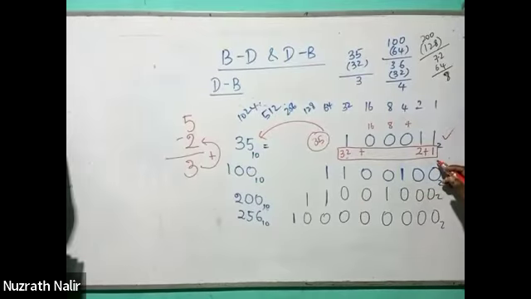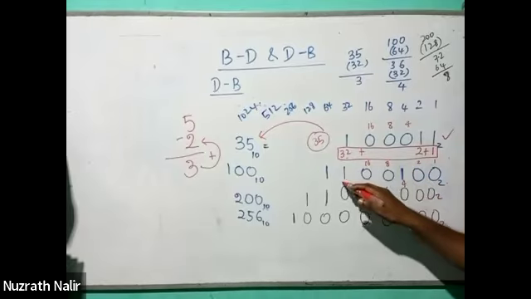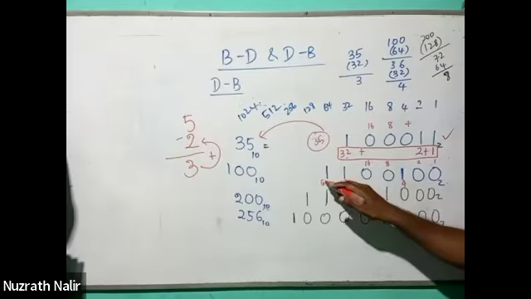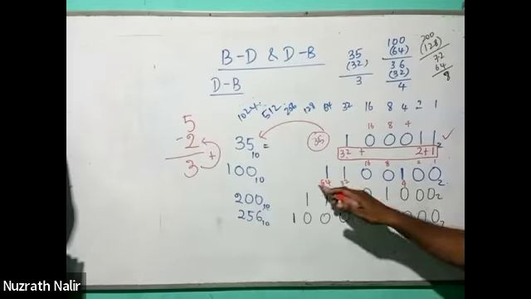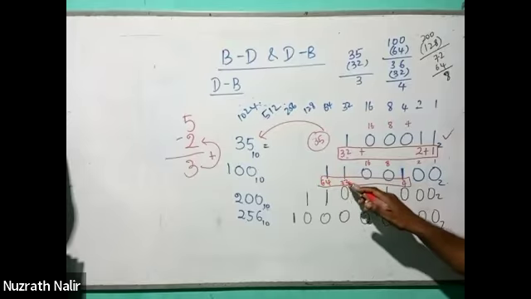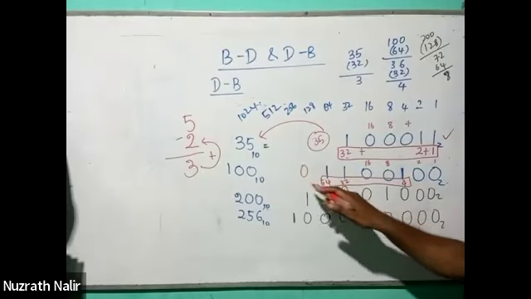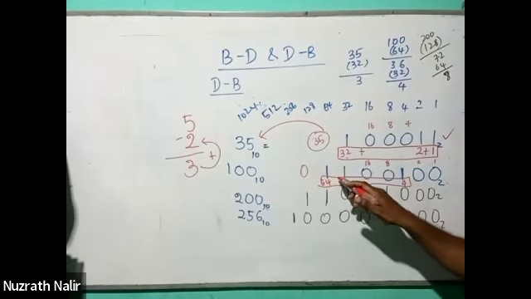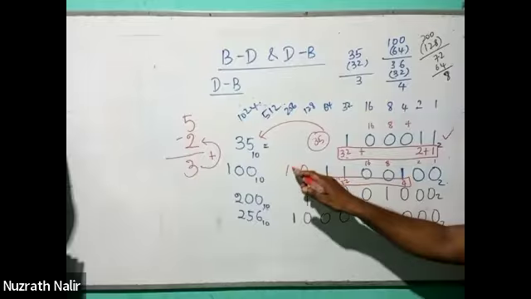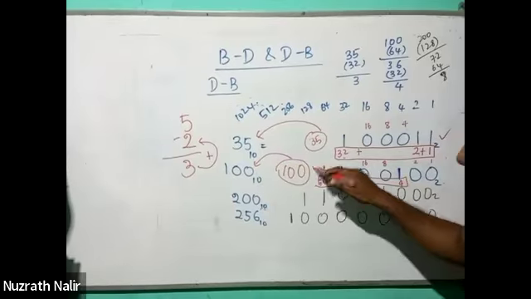The same way, 1, 2, 4, 8, 16, 32, 64. Then just add these 1 values. 4 plus 2 is equal to 6. 6 plus 4 is equal to 10. 0, 1 balance. 6 plus 1, 7. 7 plus 3, 10. Then this answer and the question are both the same.